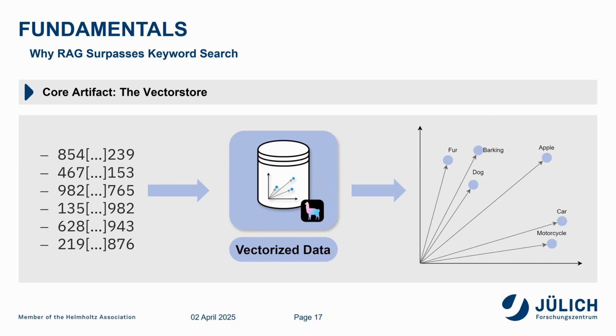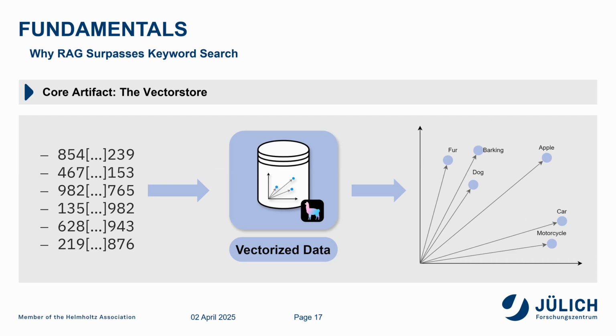On the right side, you can see a very simplified display of a vector store. Normally, it's very high dimensional. Here we are just looking at a hypothetical example with 2 dimensions. You notice immediately that the words form groups in this vector representation. In the upper left corner, you have fur, barking, and dog. Then in the lower right corner, you have car and motorcycle, which are definitely unrelated to the upper. And the apple, which relates to neither group, stands a bit alone in the right upper corner.